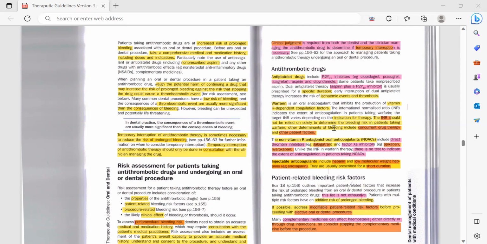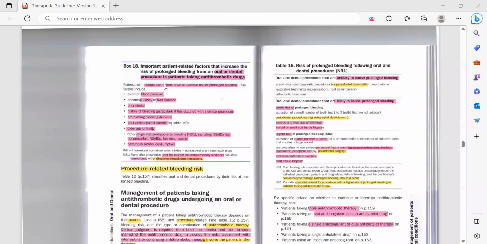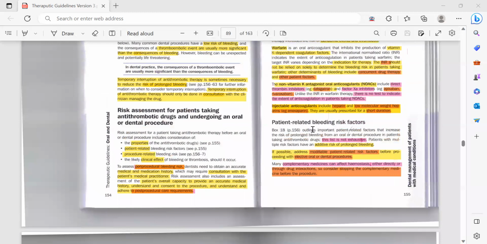Other determinants of bleeding include concurrent drug therapy. For example, if the patient is taking warfarin and along with that he is also taking aspirin, which is an antiplatelet drug, so the risk of bleeding would increase, right? So if the patient is taking two drugs together, there are also other patient-related factors that we will read in this box here.